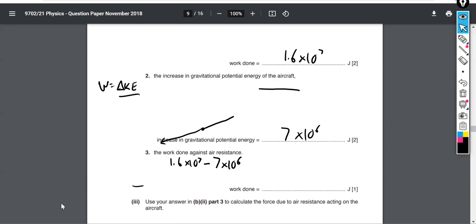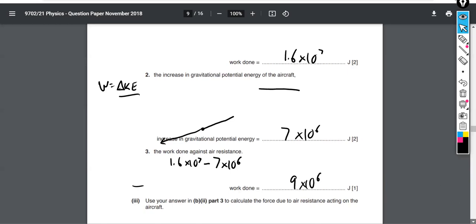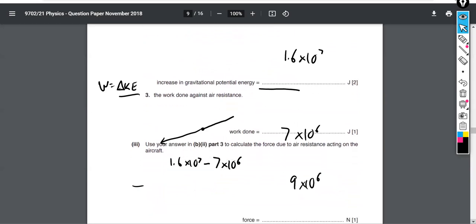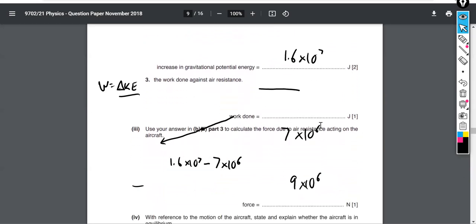All right, what does that work out to be? Anybody do that one yet? Nine by 10 to the 6. That seems right. 16 minus 7, 9. So 16 by 10 to the 6 minus 7 by 10 to the 6 is 9 by 10 to the 6. That makes sense. 9 million. The question goes on to say use your answer in part 3, so that's the 9 million, to calculate the force due to air resistance acting on the aircraft.